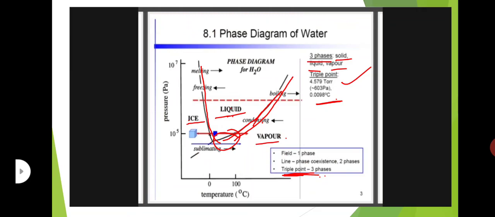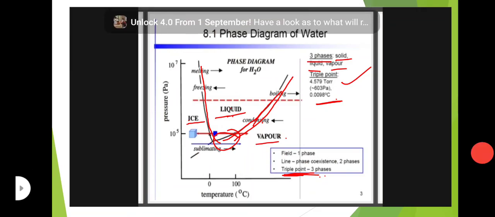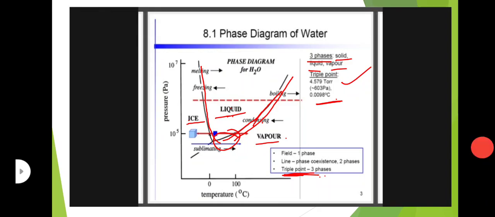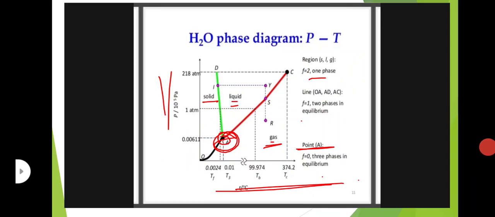Okay, these regions or fields have only one phase. Lines have two phases and the triple point has three phases. Okay, here is the H2O phase diagram.